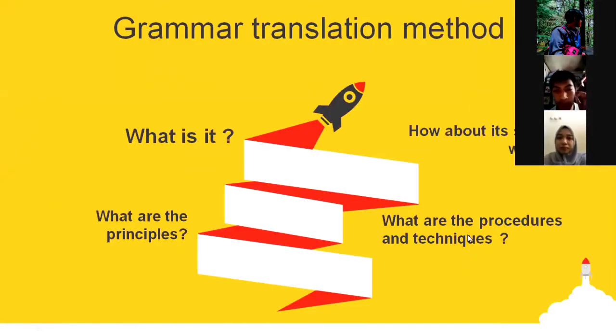Grammar translation method. What is it? And what are the principles? And how about its strengths and weaknesses? And the last one is, what are the procedure and techniques?